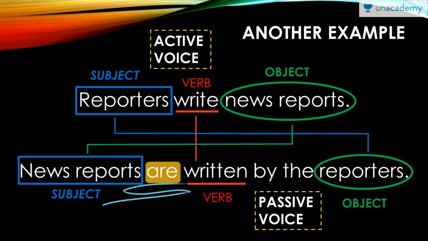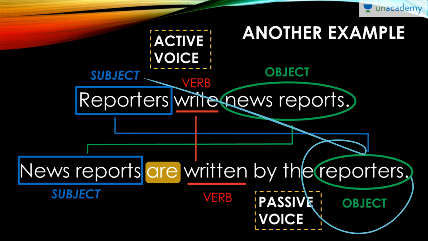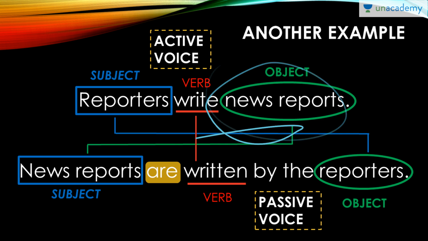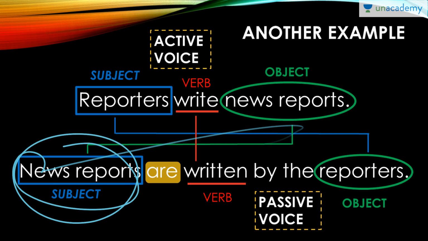So our first point, we already know the difference between active and passive voice: there is an extra auxiliary verb in the passive voice. And the second point is, verbs need not always remain the same. They might mold into some other form in the passive voice. Now the third point, if you notice, the reporters in the first sentence turn out to become object in the second sentence. So previously the subject becomes the object, while news reports, which was the object previously, directly becomes the subject in the passive voice.